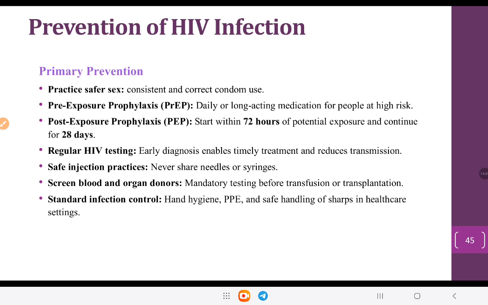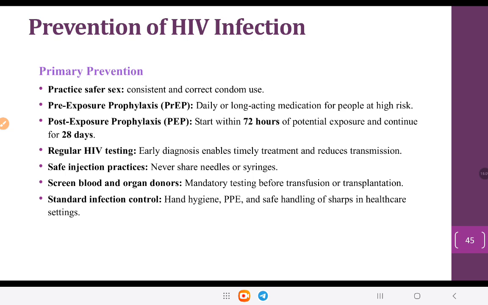Regular HIV testing and early diagnosis enable timely treatment and reduce transmission. One of the very important steps in the prevention of HIV infection is screening of blood donors and organ donors, which is mandatory testing before transfusion or transplantation, mandatory in all countries of the world. Standard infection control applies to the patient and also the health worker who works in the medical environment.